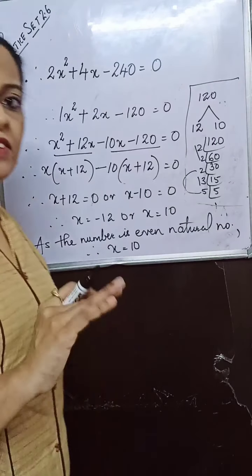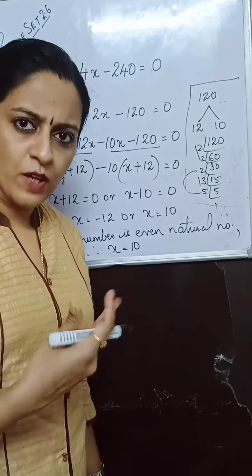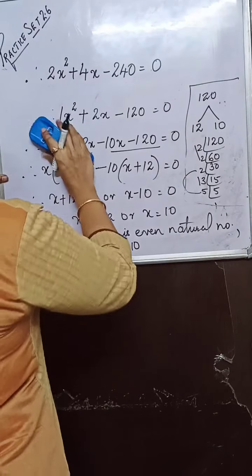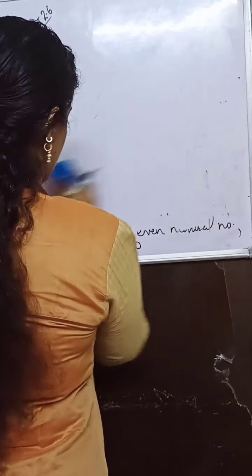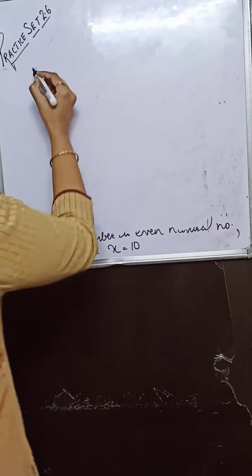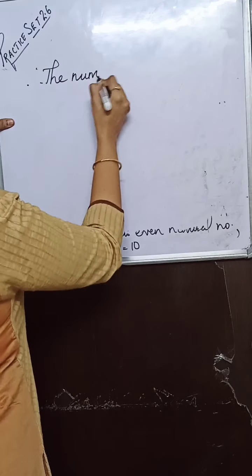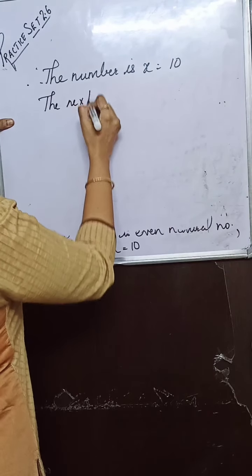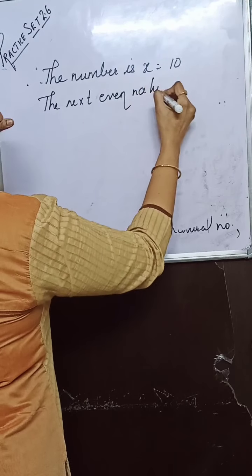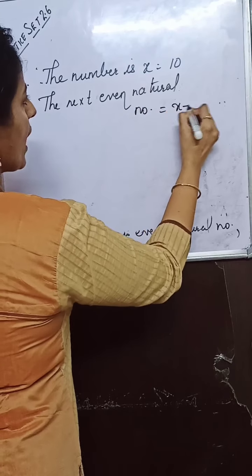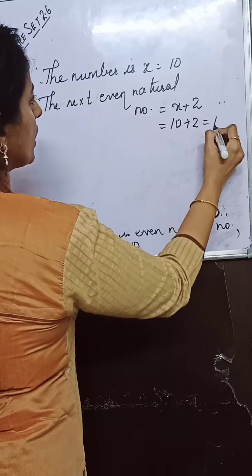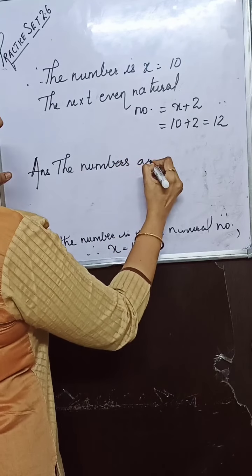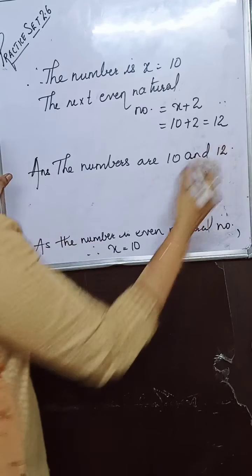So if x is 10, which is the next consecutive even number? x plus 2. So 10 plus 2 will be 12. Write down that. Therefore, the number is x is equal to 10. The next even natural number is equal to x plus 2, which is equal to 10 plus 2, which is 12. Final answer. The numbers are 10 and 12.